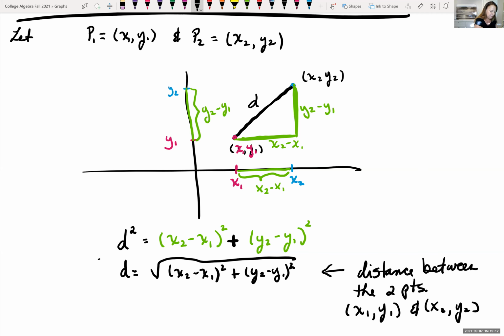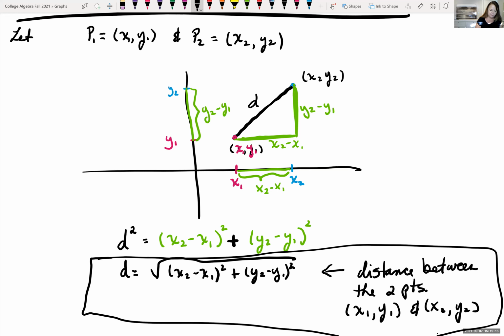I know that you've used this before in other algebra classes, but you might not have seen it derived before. And so that's how we come up with that distance formula.